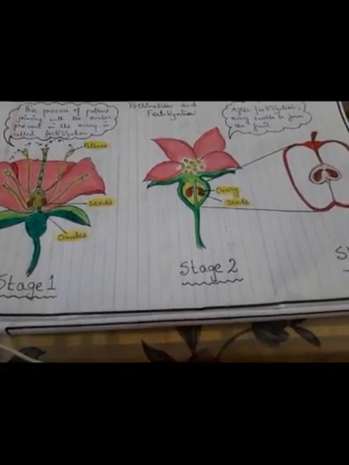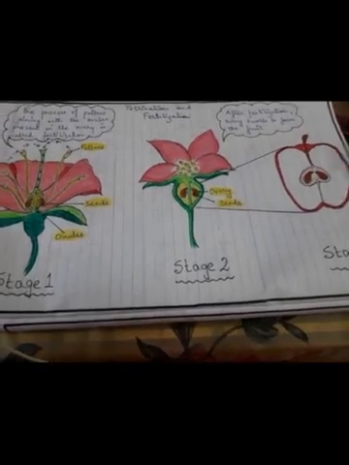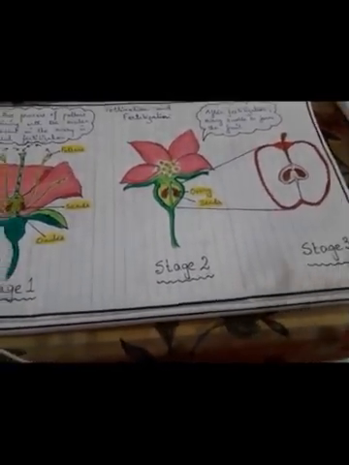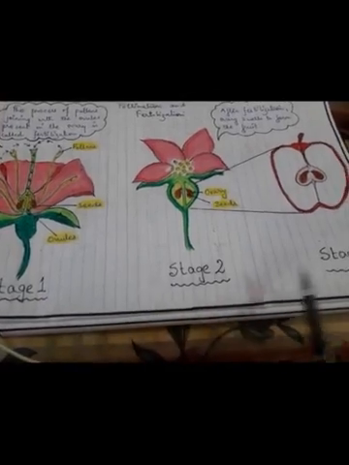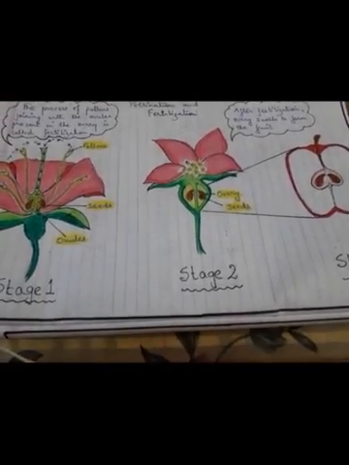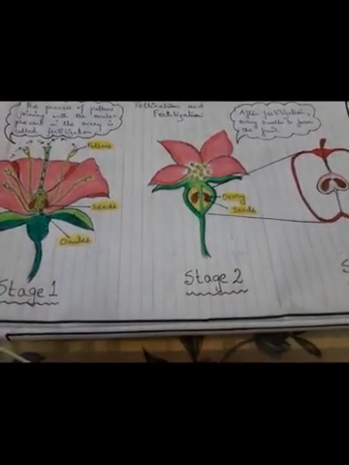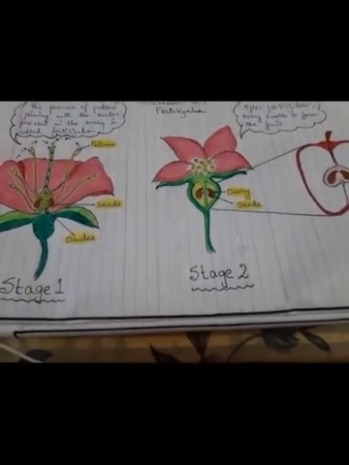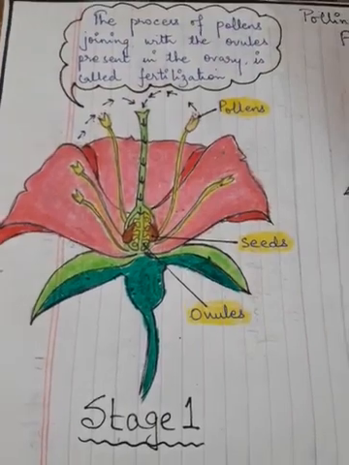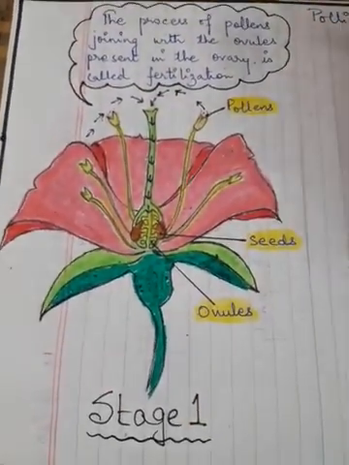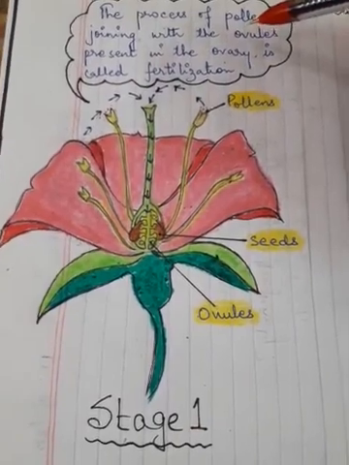Now students, can you see the three stages here? That is stage 1, stage 2 and stage 3. With these three stages, I will be explaining to you how pollination and fertilization take place. Okay? Now let's study stage 1, that is how pollination takes place.